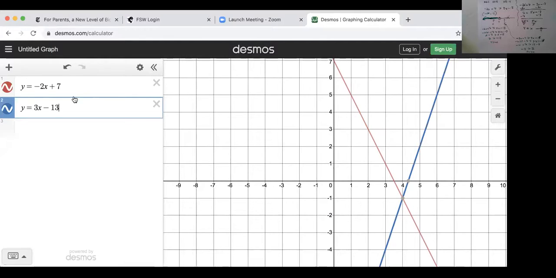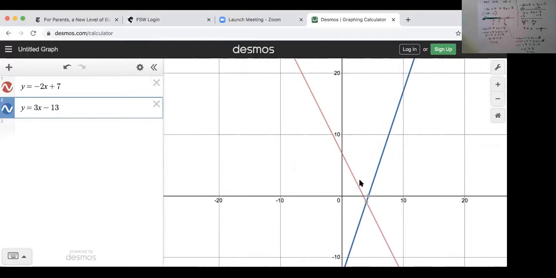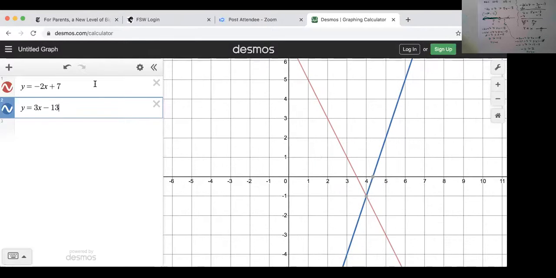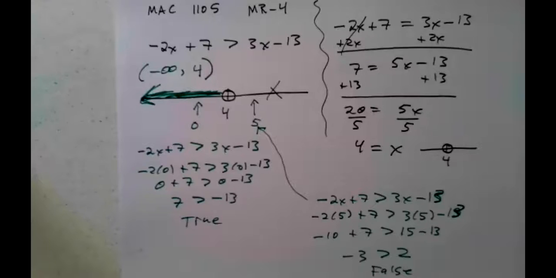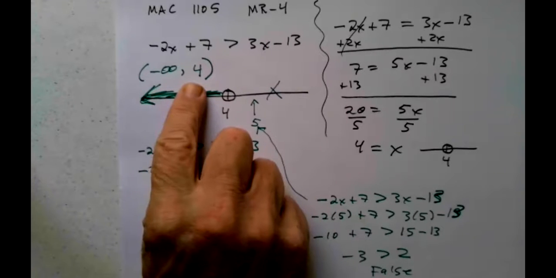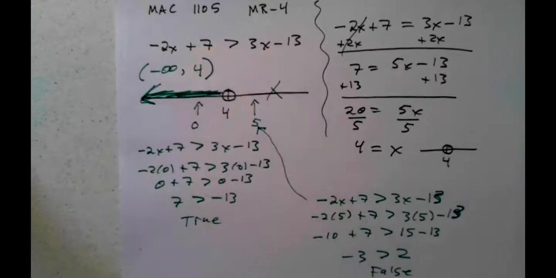So where is the red line greater than the blue line? Well, here the red line is on top, on top, on top, on top until we get here. And now the blue line is on top. So where is negative 2x plus 7 greater than 3x minus 13? On the interval that ends here and goes all the way back. So from negative infinity to 4, the red line is bigger than the blue line, which is what we said.